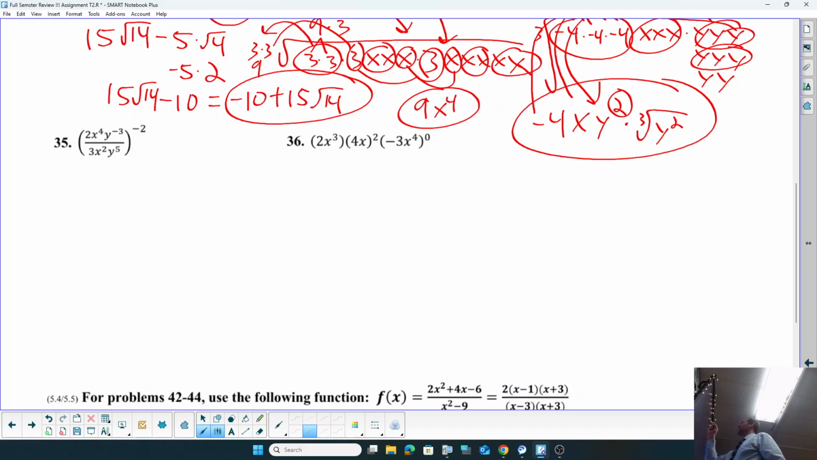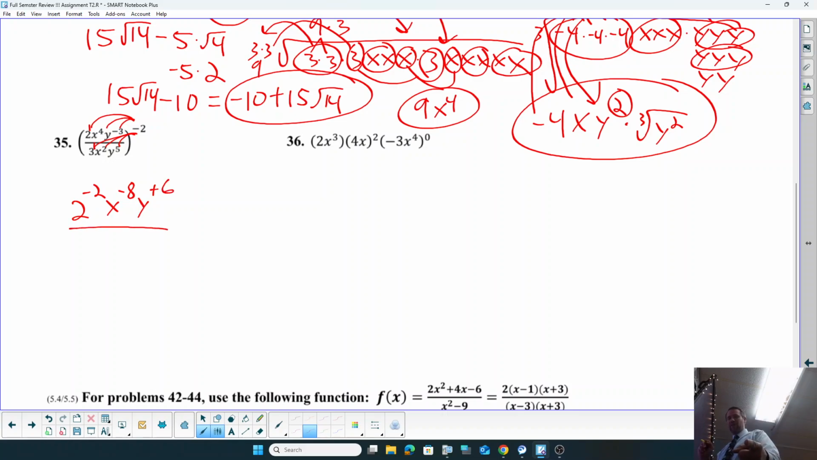Distribute that negative 2. There's an invisible 1 there and a 1 there. Distribute that negative 2 through. So that's 2. 1 times negative 2 is negative 2. X to the negative 8. Y to the positive 6. All over 3 to the negative 1.